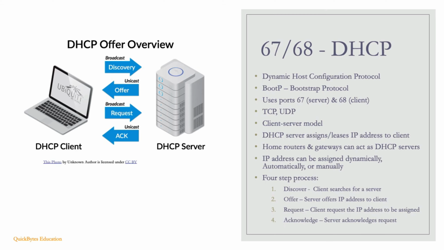The DHCP process is commonly explained as a four-step process called DORA: discover, offer, request, and acknowledge. First, the client sends a discover message to search for a DHCP server. Next, the DHCP server sends an offer message with an available IP address and configuration information. Then, the client sends a request message to accept the offer. Finally, the server sends an acknowledge message to confirm the lease. It is important to understand how DHCP works for the exam and for troubleshooting basic network connectivity.